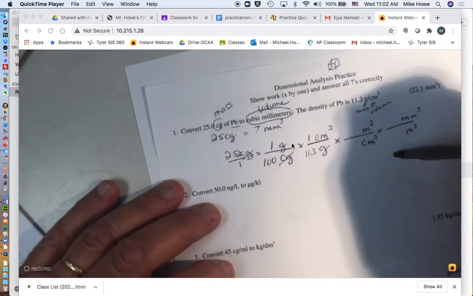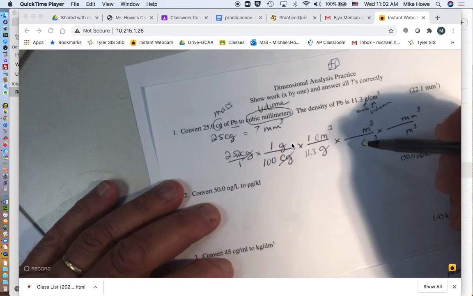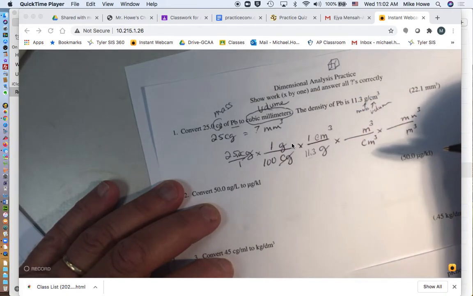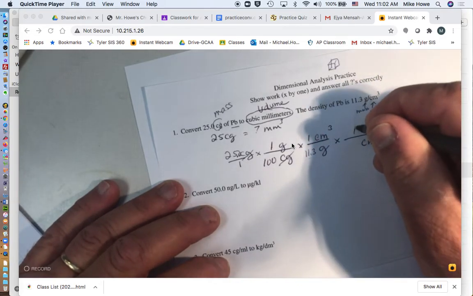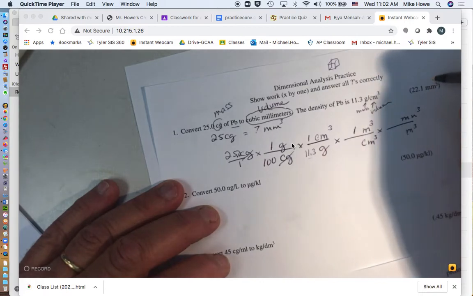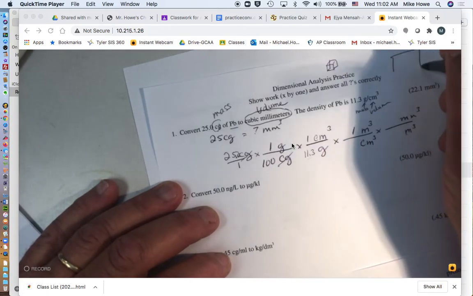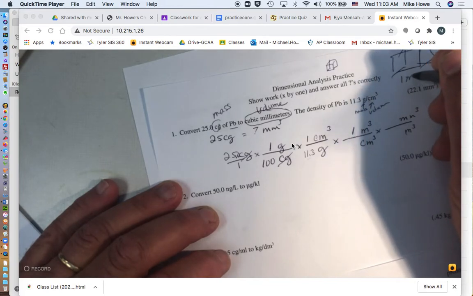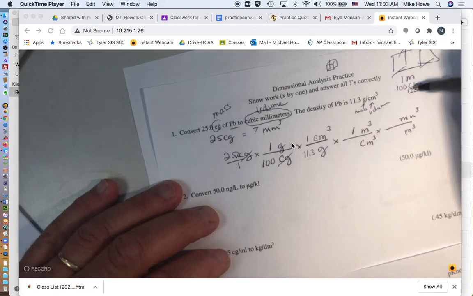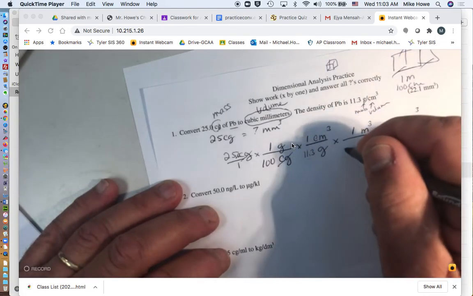I usually say put 1 with the bigger thing. So which is bigger, a cubic meter or a cubic centimeter? A cubic meter would be something like your washing machine. This would be about the size of a dice. And you remember that when we drew these cubes in class, we said that if this was 1 meter, that's 100 centimeters. So the volume of this cube would be 100 times 100 times 100, or 1 million.